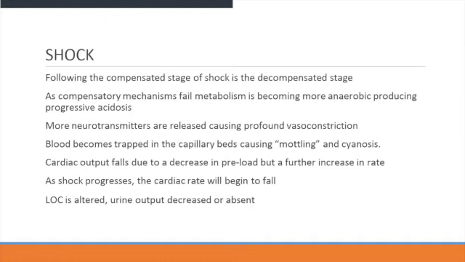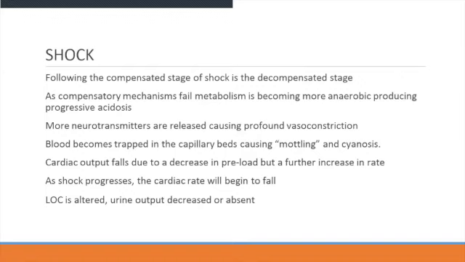So the decompensated stage is as the compensatory mechanisms fail, metabolism is becoming more anaerobic, producing progressive acidosis. More neurotransmitters are released, causing profound vasoconstriction. Blood becomes trapped in the capillary beds, which causes the mottling effect and cyanosis. Cardiac output falls due to a decrease in preload, despite a further increase in rate. As shock progresses, the cardiac rate will begin to fall. The patient's level of consciousness is going to become altered. Urinary output is going to decrease or maybe be absent altogether.